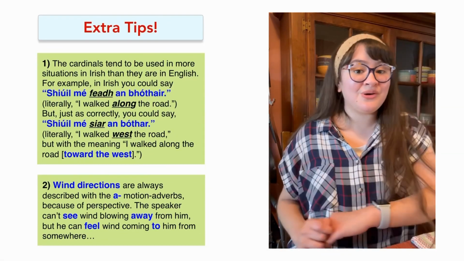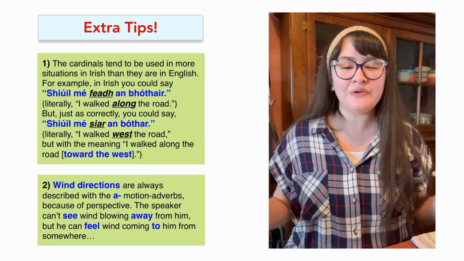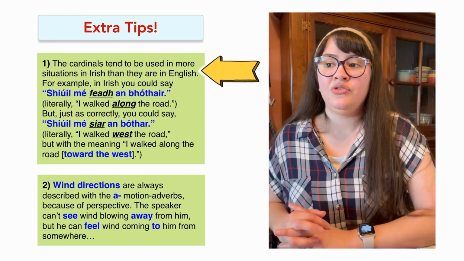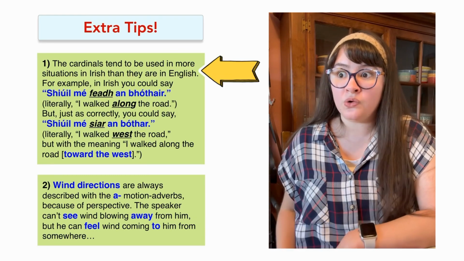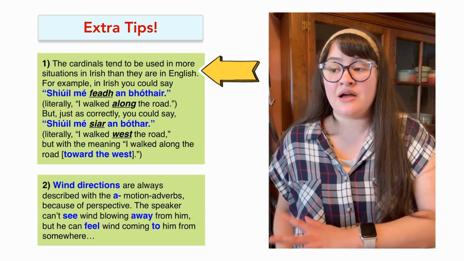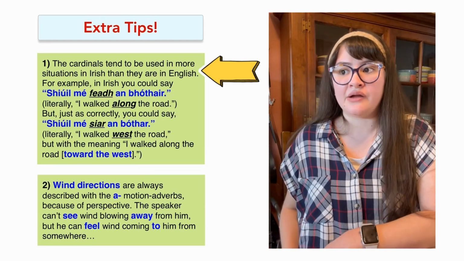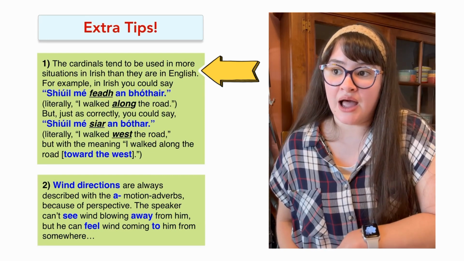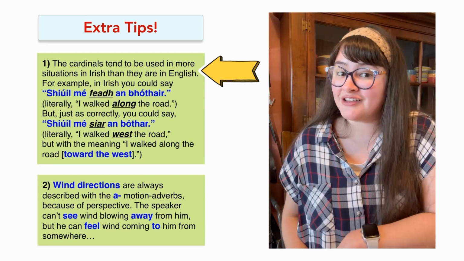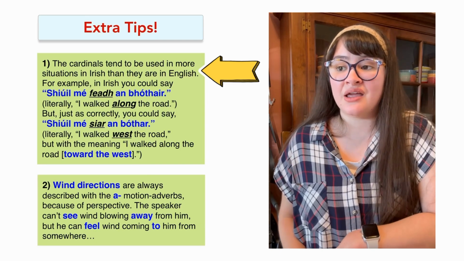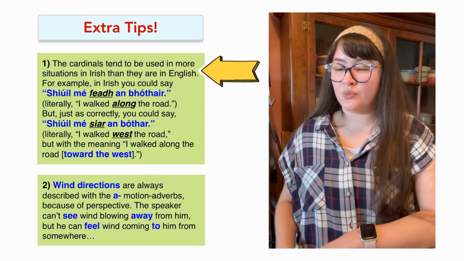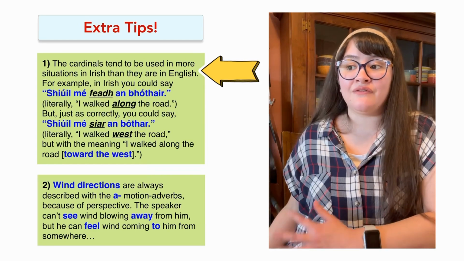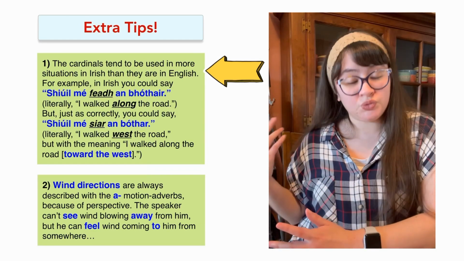But I do have a few extra tips that I think will be pretty useful, so I'm going to tell you all of them first. Okay, the first extra tip. The cardinals tend to be used in more situations in Irish than they are in English. For example, in Irish, you could say, Huail ma fón wohe, which literally means I walked along the road. But just as correctly, you could say Huail ma siar a bóthar, which literally means I walked west the road, but with the connotation of I walked along the road toward west.